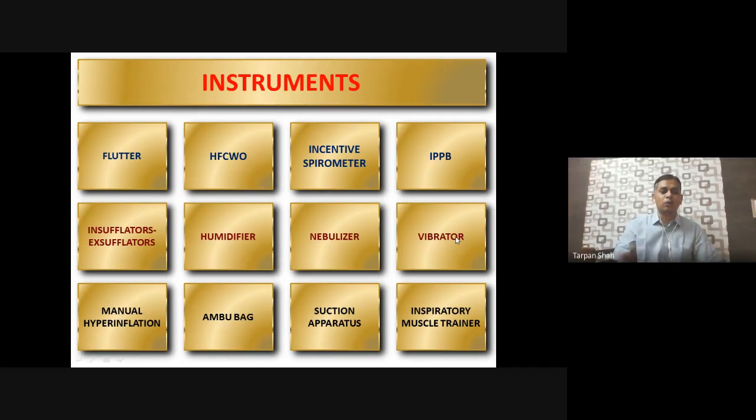Now, manual hyperinflation you can provide with the help of the ambu bag. You can do the ambuing. Basically we use the ambu bag before doing the suctioning. When you are disconnecting the patient from the ventilator, the patient may go into hypoxia. So what we do is immediately connect the tracheostomy or the endotracheal tube and provide the ambuing. That means we use the ambu bag. So we do the hyperoxygenation. Afterwards, you can perform the suctioning or the other procedure.